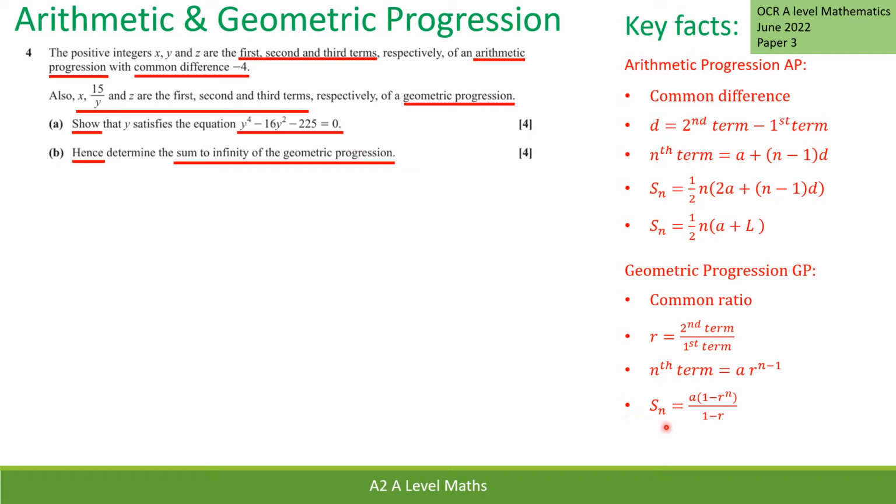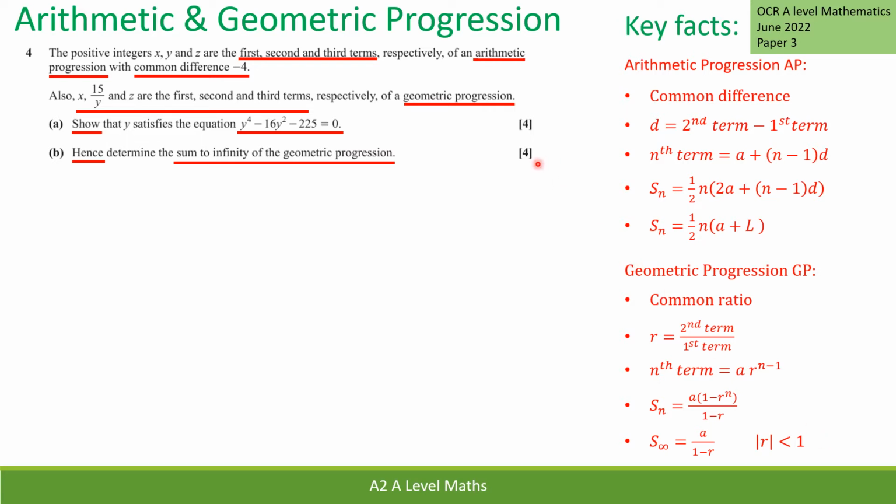Your Sn is given in your formula book, which is a, which is your first term, times by 1 minus r, which is your common ratio, to the power of n, all divided by 1 minus r. And your sum to infinity is a divided by 1 minus r, where the modulus of r is less than 1. And again, these bottom two formulas are given on your formula sheet.